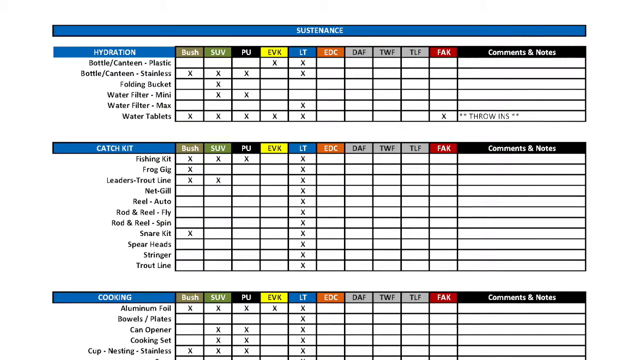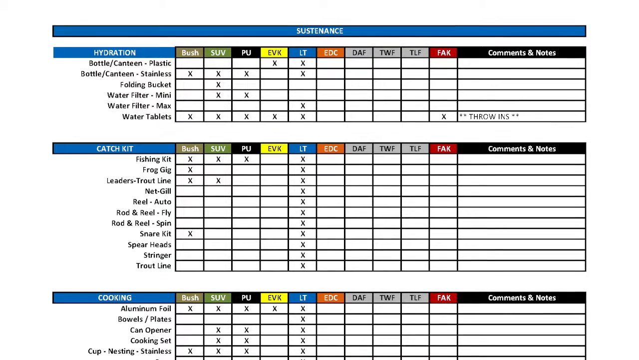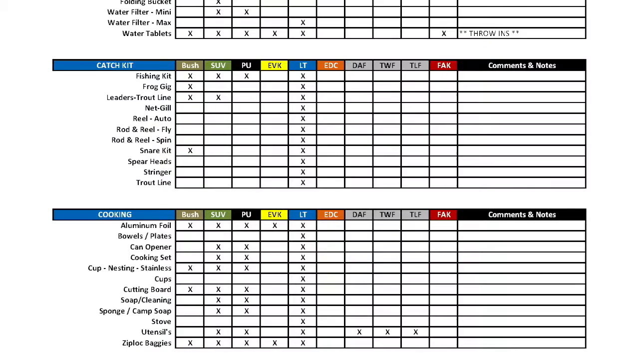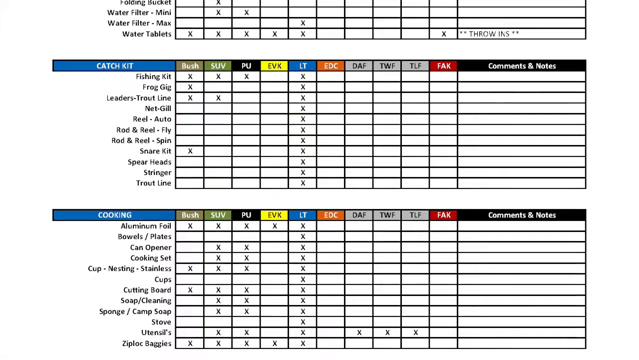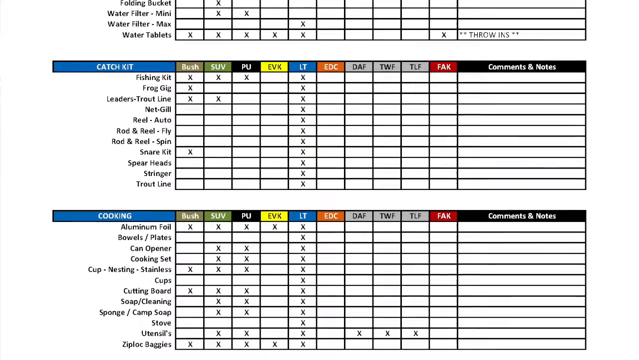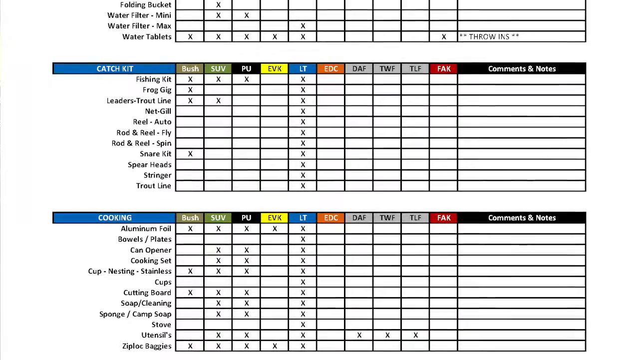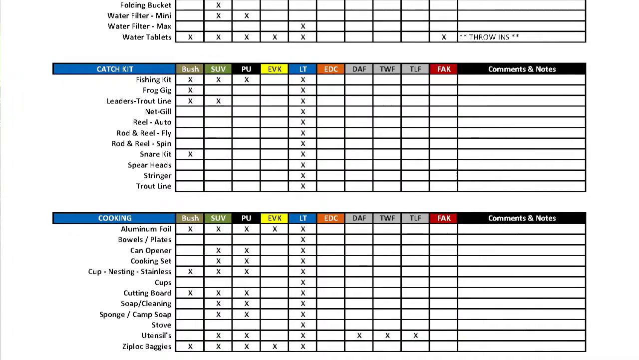Then I have a section called the catch kit. Things that will help me secure food, fishing items, snaring, trapping items, those type things that would help me secure food if need be. Third item is cooking. Those are the pots, the pans, the cooking utensils to help prepare any food I bring with me or food that I have caught or secured while I'm out.